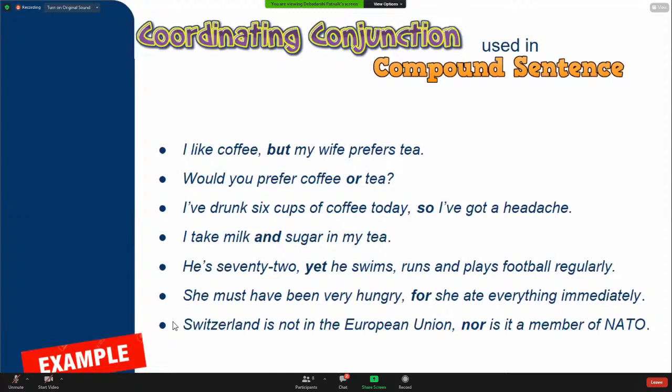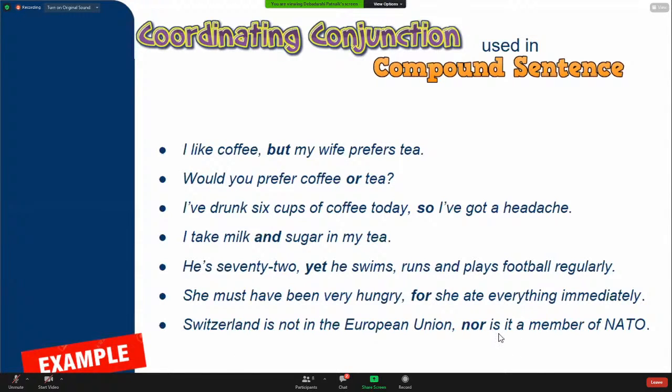Okay, Switzerland is not in the European Union, nor is it a member of NATO. So here are two independent clauses. How to find two independent clauses? Switzerland is not in the European Union. That is one clause. Again, I can say, it is.